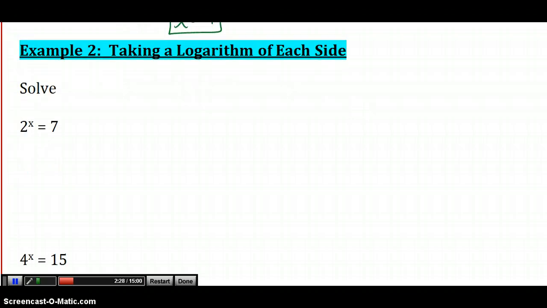Here now you're going to start working with logs. Now I said up above that logs and exponential functions are inverses of each other. So if you have 2 to the x equals 7, in order to solve for x, to get rid of the exponent, if log is the inverse, you're going to take the log of both sides. And since we have a base of 2, the inverse of that is going to be log base 2. So when you take the log of both sides, you're going to use the base of 2.